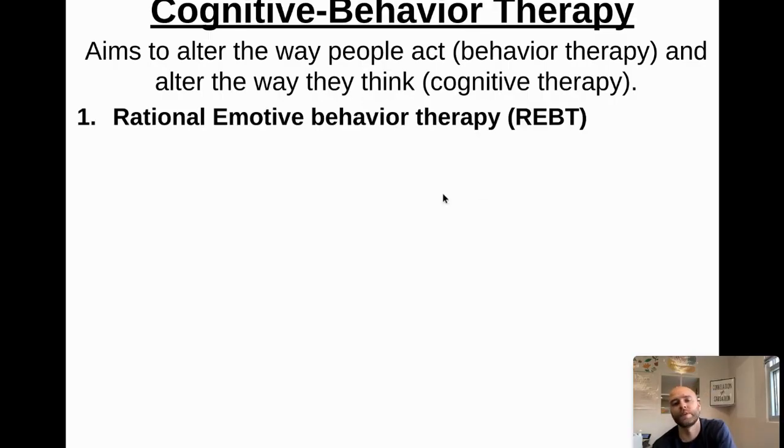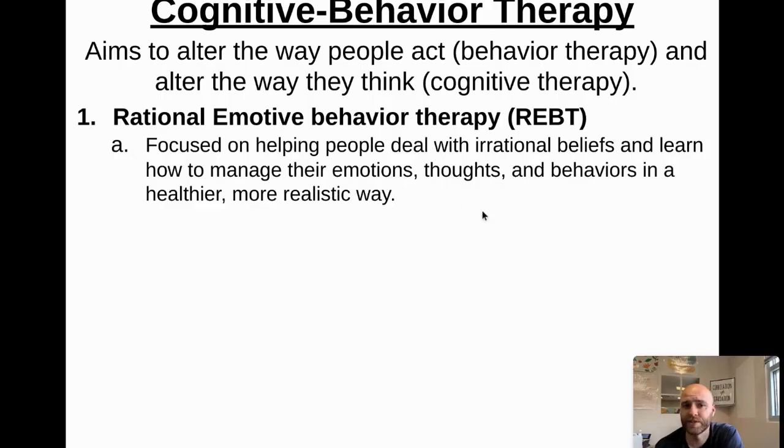So first example of this would be something called rational emotive behavior therapy. And this is focused on helping people deal with irrational beliefs and learn how to manage their emotions, thoughts, and behaviors in a healthier, more realistic way. So it's kind of just taking cognitive behavioral or cognitive therapy to the next level and adding in the behaviors that result from the thoughts and emotions that you're feeling.